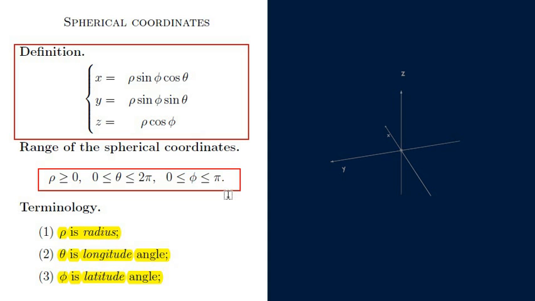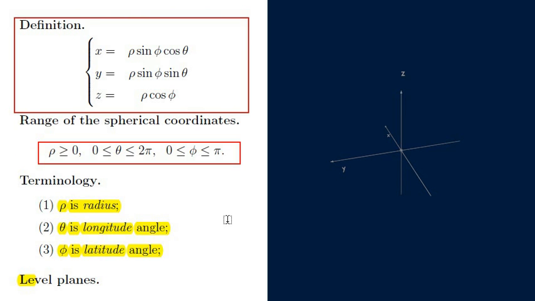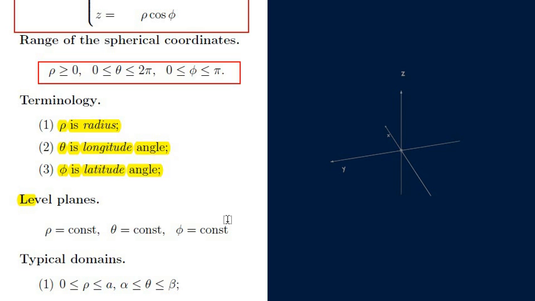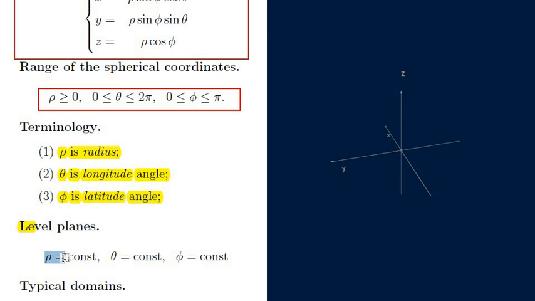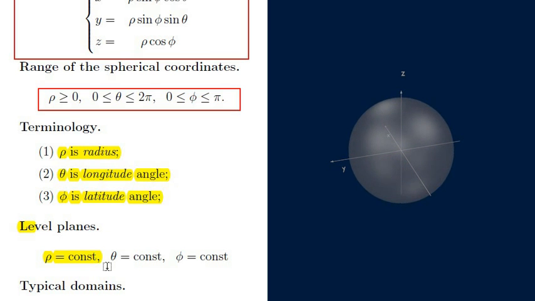I will show you visualization for several standard 3D constructions associated with the spherical coordinates. First, I ask you to look at the level planes. 3 level planes associated with these spherical coordinates. First level plane is rho equal constant. In 3D, in XYZ space, a rho equal constant plane becomes a sphere of constant radius centered at the origin, like shown in the video right now.